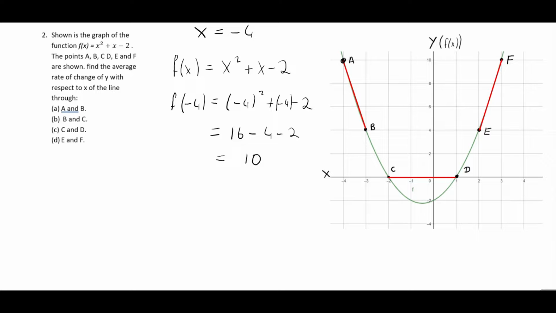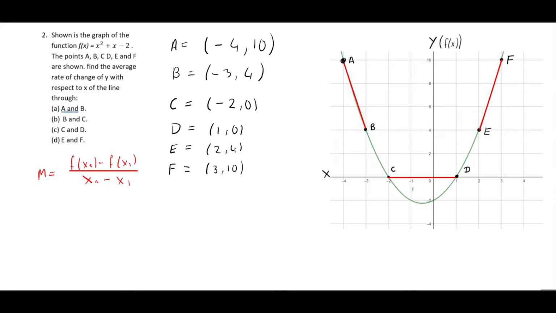I won't do the other ones. I just wanted to show the first example to show you how you get that. So that's going to give me my point, -4, 10. That's my first one. Then B, which we can just read off the chart, is -3 and 4. B is -3 and 4.